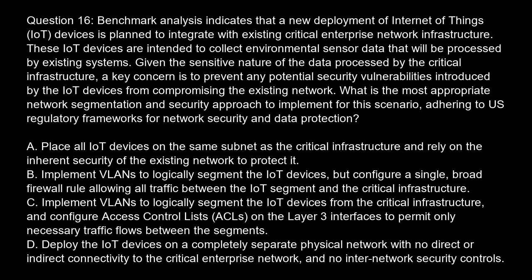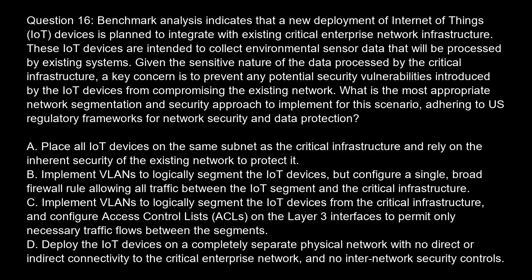Question 16. Benchmark analysis indicates that a new deployment of Internet of Things, IoT, devices is planned to integrate with existing critical enterprise network infrastructure. These IoT devices are intended to collect environmental sensor data that will be processed by existing systems. Given the sensitive nature of the data processed by the critical infrastructure, a key concern is to prevent any potential security vulnerabilities introduced by the IoT devices from compromising the existing network. What is the most appropriate network segmentation and security approach to implement for this scenario, adhering to U.S. regulatory frameworks for network security and data protection?